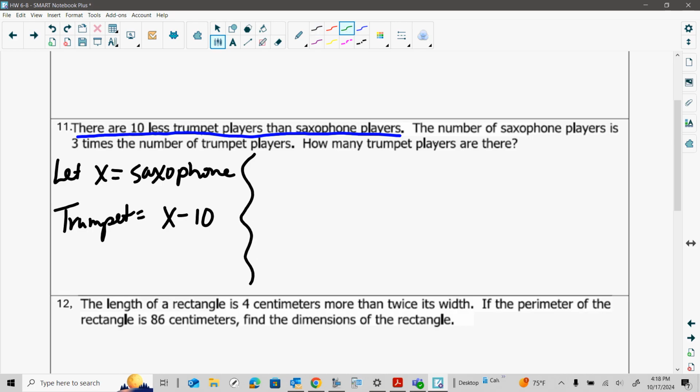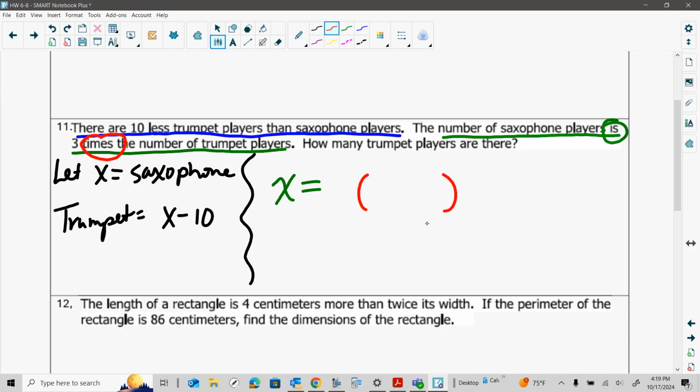And here's where most questions came, because this is the number of saxophones is. Saxophones is x. Is, anytime I see that word, is equals. And then it says right here, 3 times the number of trumpets. Times, that word phrase, is a parenthesis word. And since it says it's 3 times, we have 3 parentheses. And it would be the number of trumpets. This represents the number of trumpets, x minus 10. Now you're just distributing and solving for x.